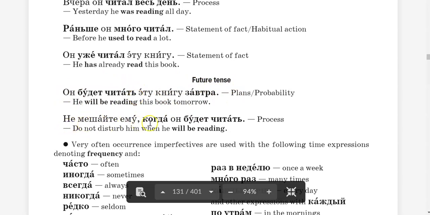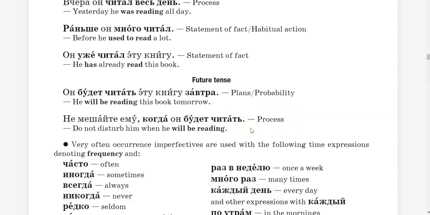Не мешайте ему, когда он будет читать. So again, the process of doing something. Do not disturb him when he will be reading.